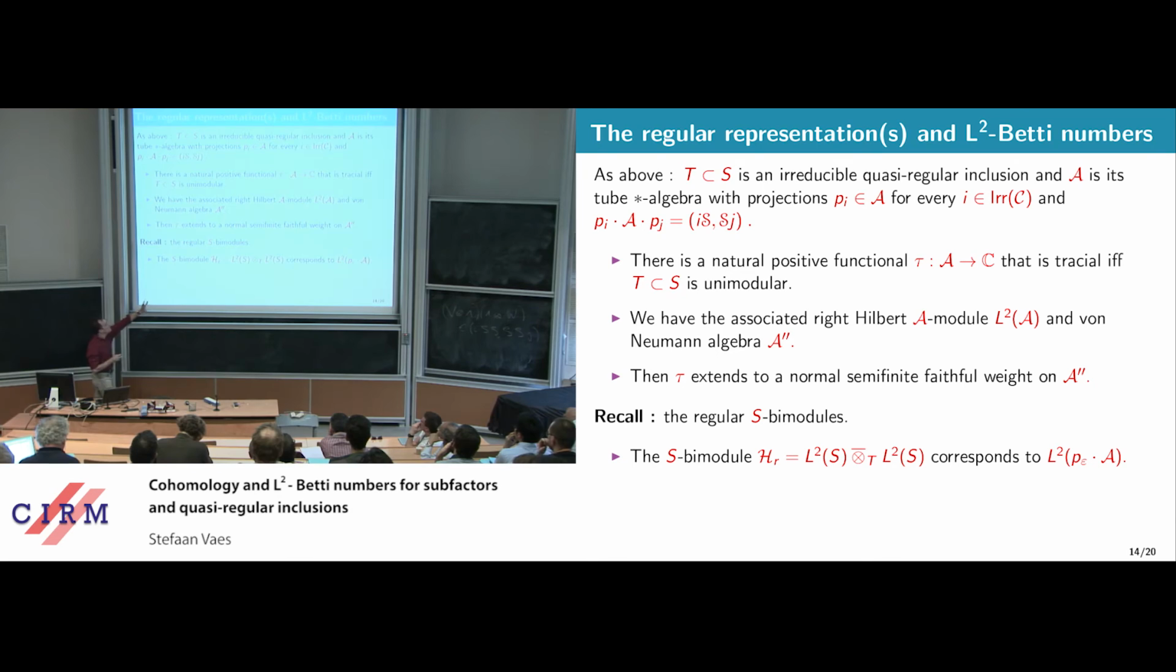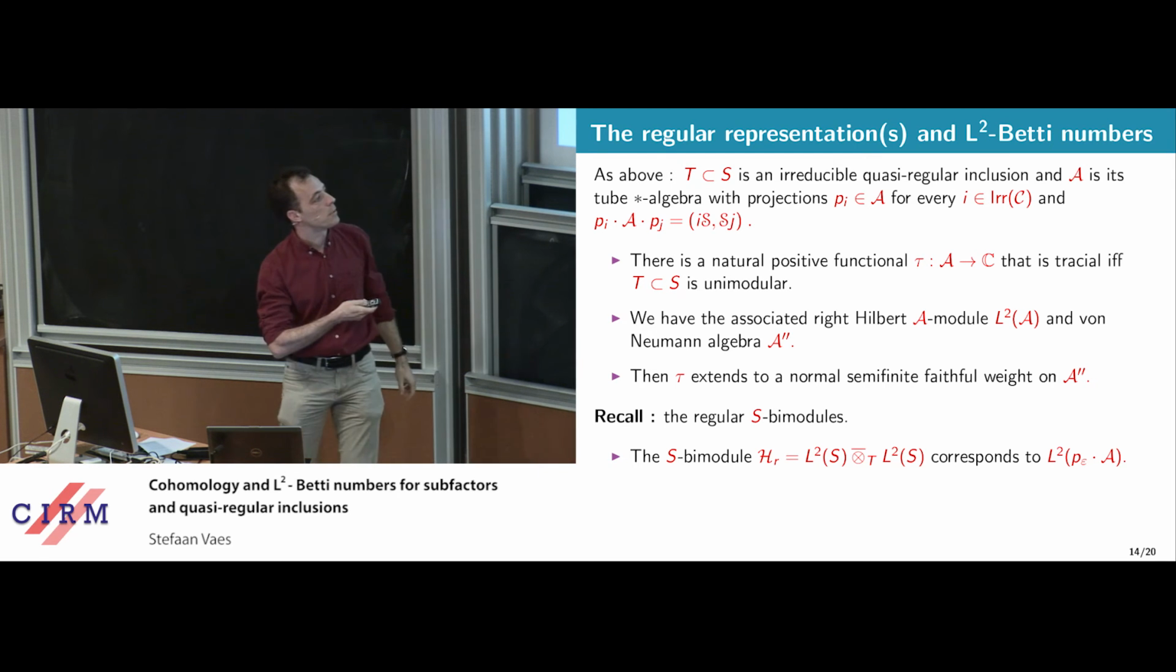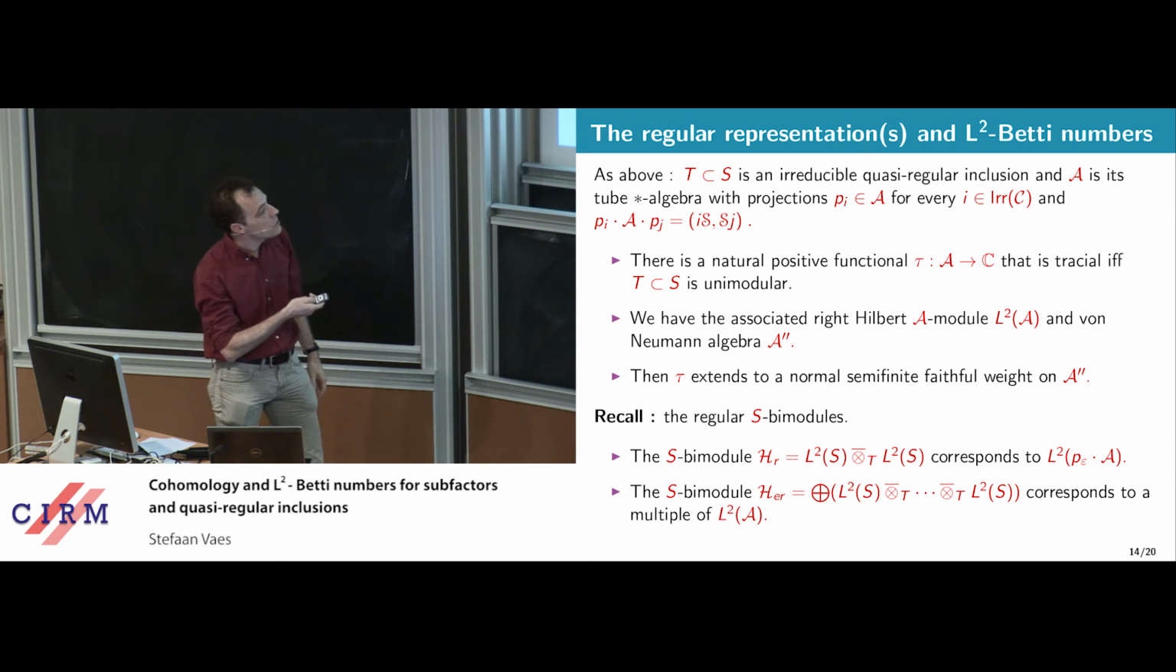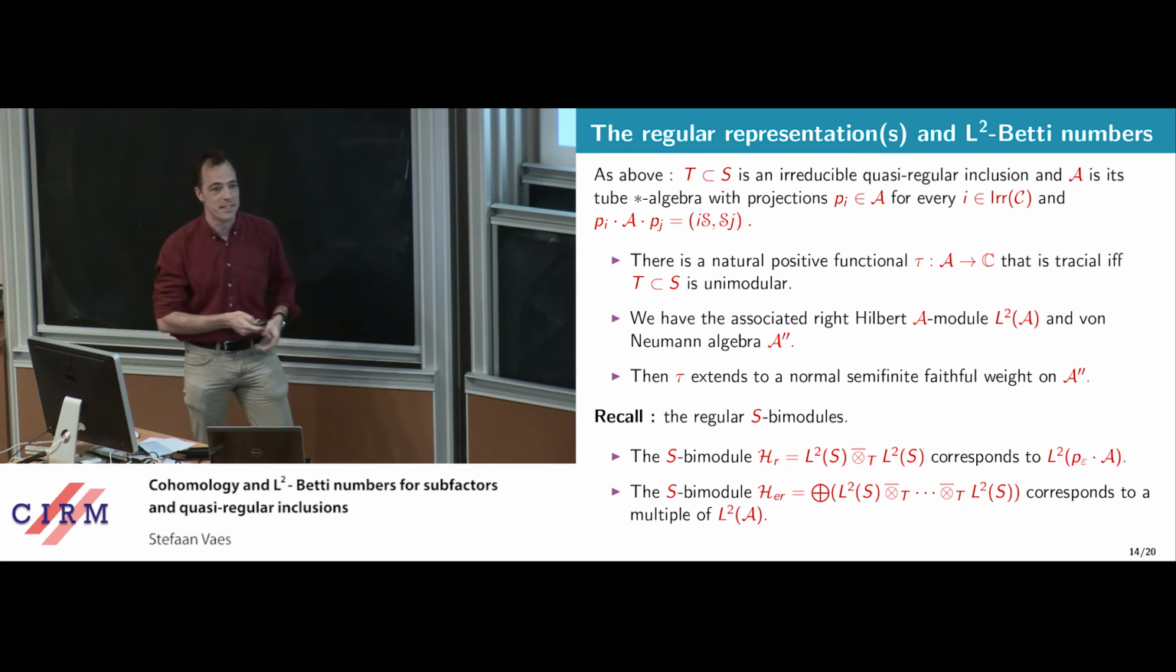So S bimodules are in one-to-one correspondence with A modules, and this S bimodule corresponds to this right A module. So A came with all these projections pi labeled by the irreducible T bimodules, in particular this P epsilon projection. And then this one corresponds to a multiple of really L2 of A. And so here you also get the feeling that this is the more regular regular representation than this one, yeah? Anyway.